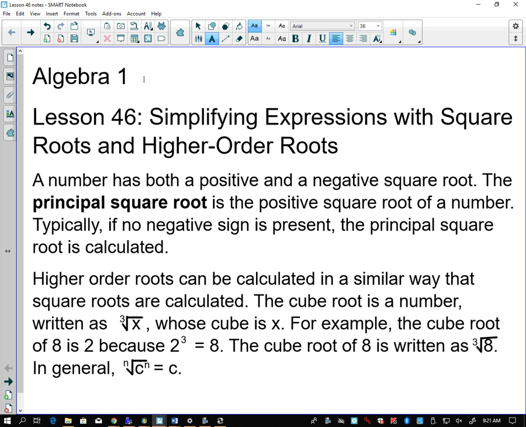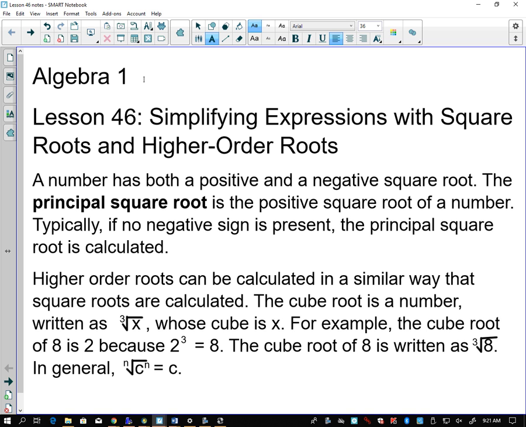So a number has both a positive and a negative square root. So you can see a plus or minus sign out front there. The principal square root is the positive square root of a number. So, for instance, what's the square root of 4? 2. But depending on how we wrote it, we could also get the negative 2, right? So typically, if no negative sign is present, what they're asking for is the principal square root, and that's what we calculate.